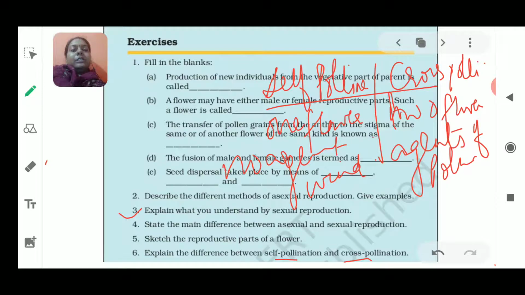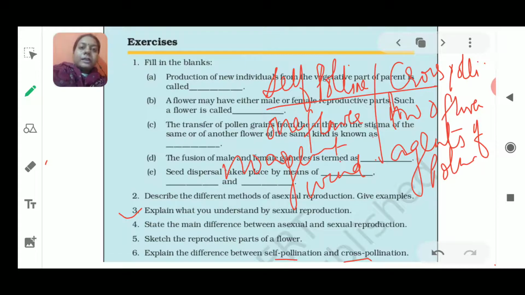In self pollination both the parts are present on the same plant, so the same flower. The agents are not required very much for self pollination, whereas in cross pollination it is a must that you require the agents of pollination. So this could be the difference between cross pollination and self pollination.